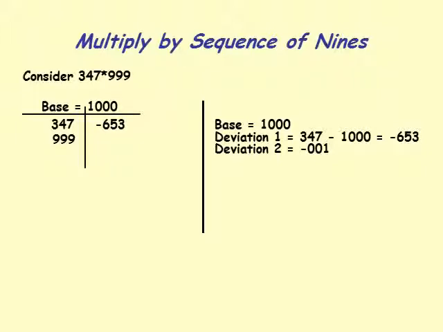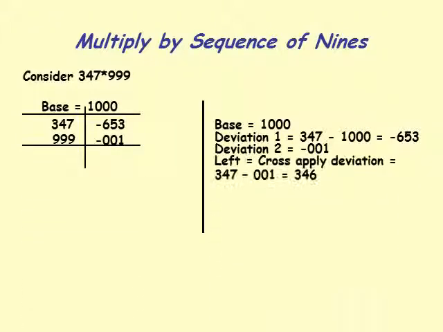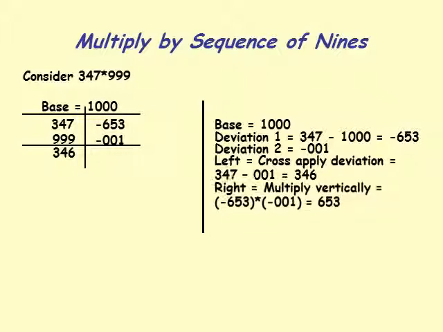Now we compute the left, which is cross applied deviation. So we do 347 minus 001. We apply the operation minus on the operands 347 and 001, which is 346. Now we go to the right. On the right, we multiply vertically the deviations: minus 653 times minus 001, which is 653.